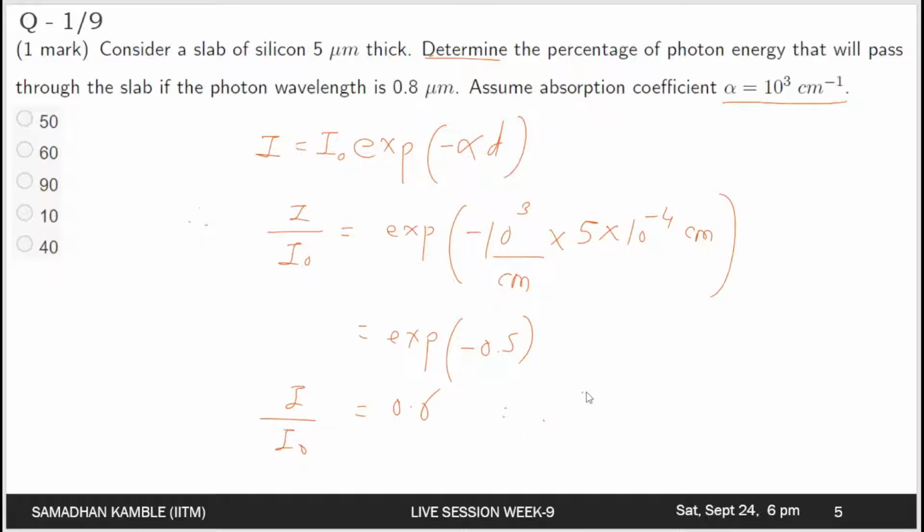So the transmitted intensity or transmitted energy, which are directly proportional to each other, is 0.6 times the incident one, which is nothing but 60% of the incident I transmitted. So our answer is 60% of the photon energy will pass through the slab. Okay, so 60% will be passed. So let us go to question number 2 then, if it is clear. You can stop me if you have any doubt.